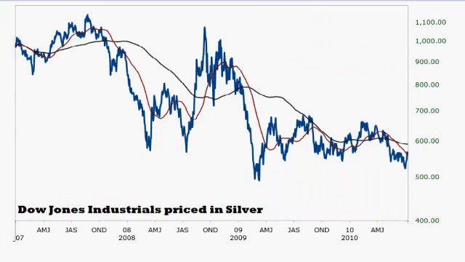Looking at the Dow on a shorter term time frame, this is a daily chart going back to the start of 2007. And there's two moving averages. You have the black line, which represents the 200-day moving average, and the reddish looking line represents the 50-day moving average. And early on within this chart, it developed a support level of roughly 800 and change.